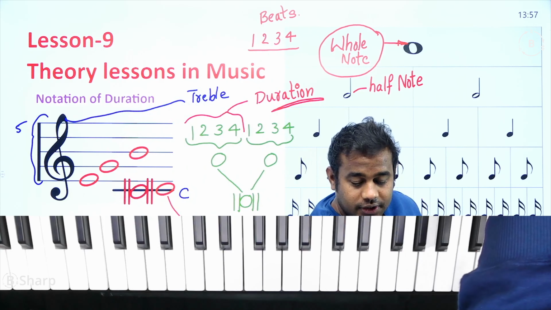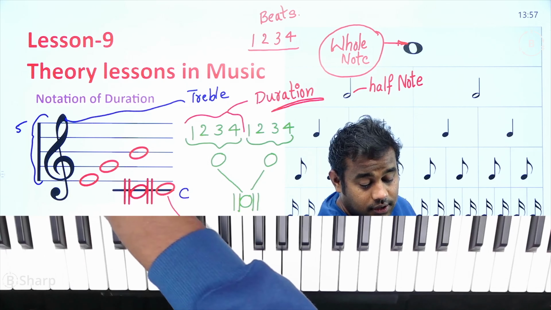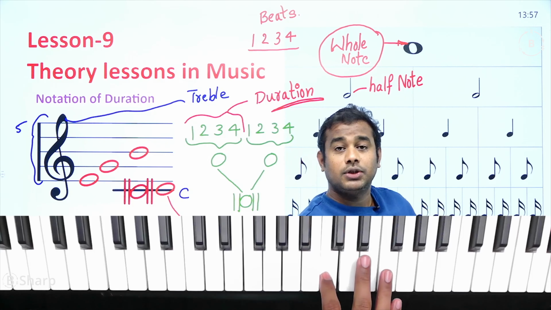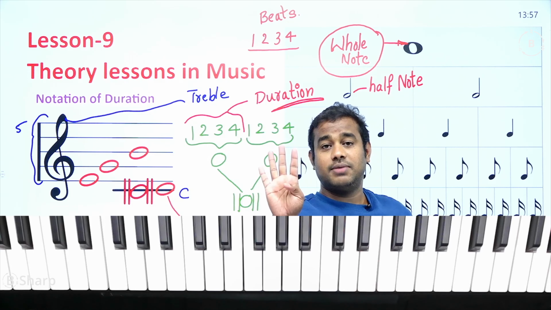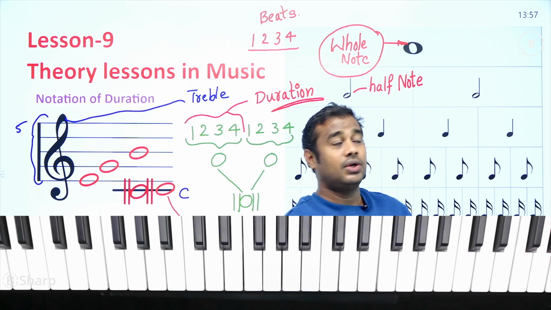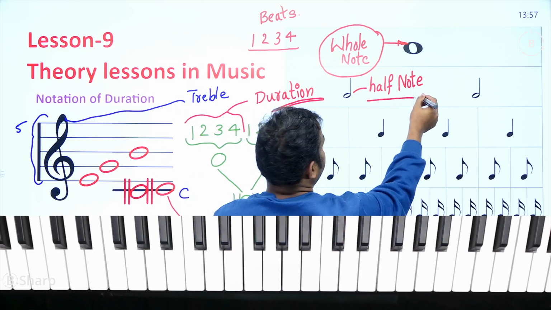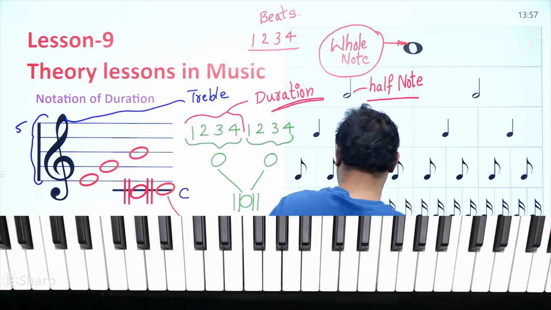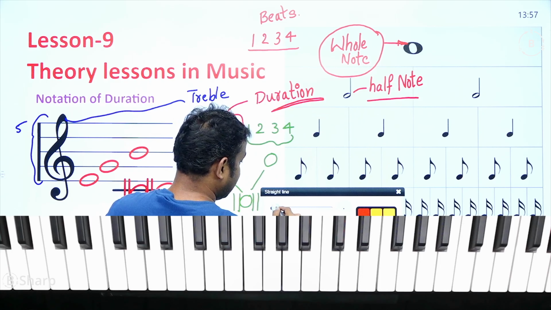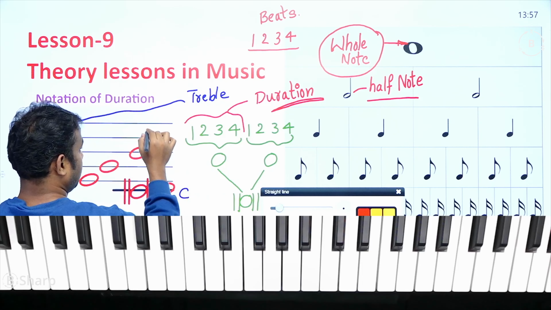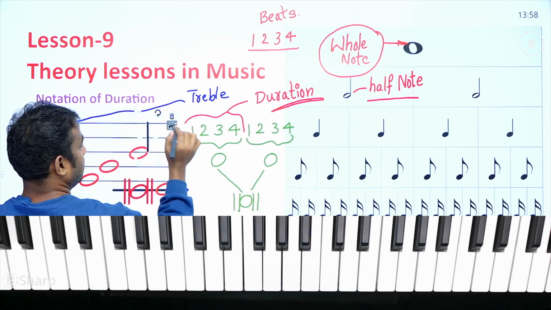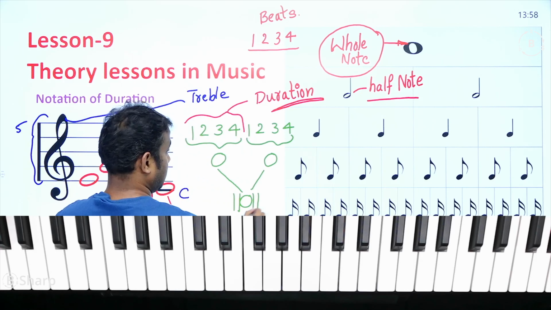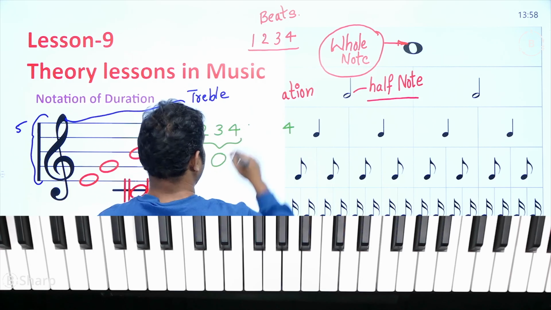So for the whole note, 1, 2, 3, 4, for 4 counts we have pressed the key, right? The half note is something similar to that, for every 2 counts. This symbol represents it like this. You get one line here, and we can remove some things here and then rewrite it again.